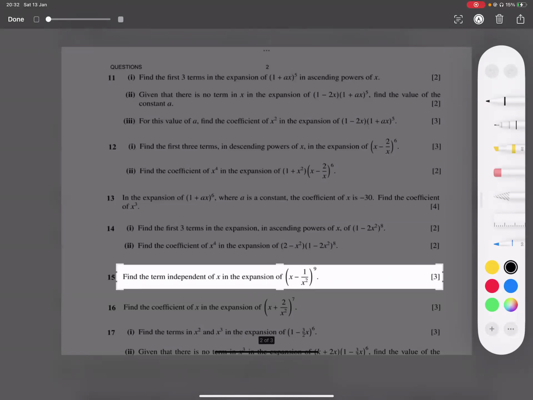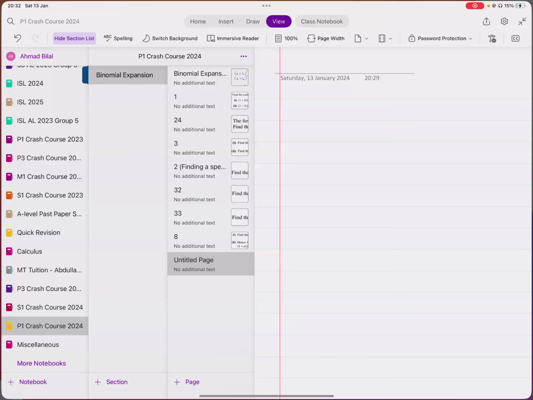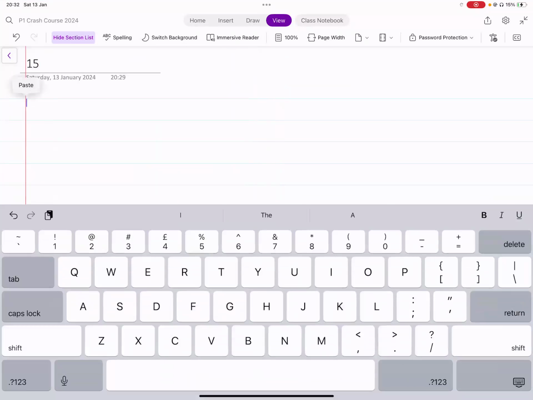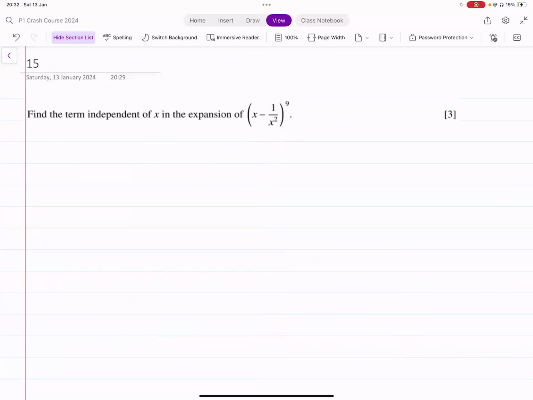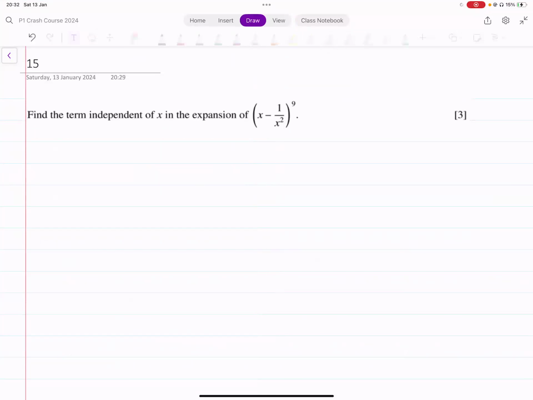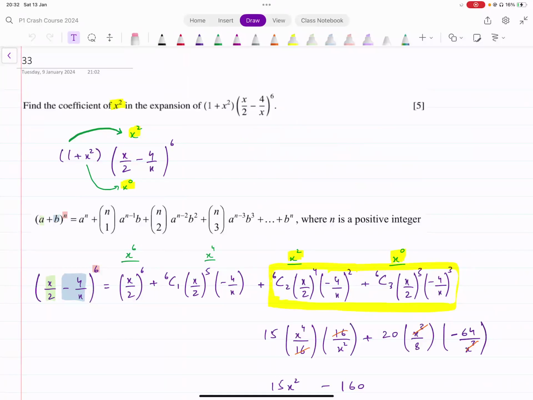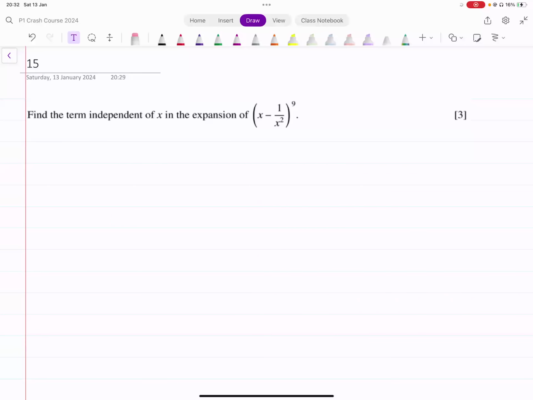Question number 15. All right, so it says find the term independent of x in the expansion of this thing. The term independent of x. Let me copy the formula here as well, so we have that in front. This is the formula.